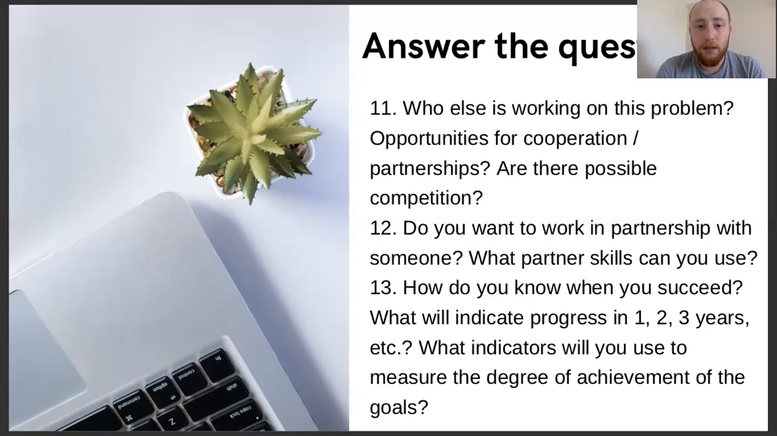And the last question actually is about a phase when you have already implemented this impact model that you planned. How will you know if you succeed actually? What will indicate progress in a few years' time? Which indicators will you use to measure the degree of achievement of these goals?